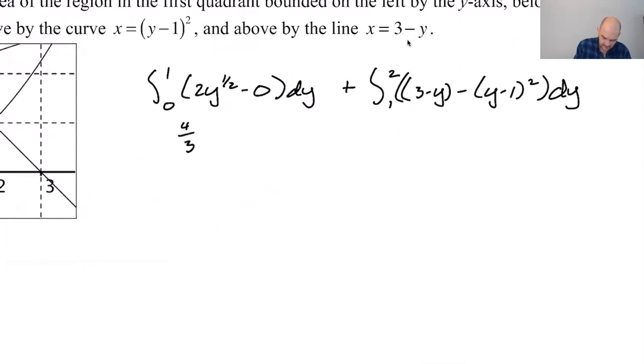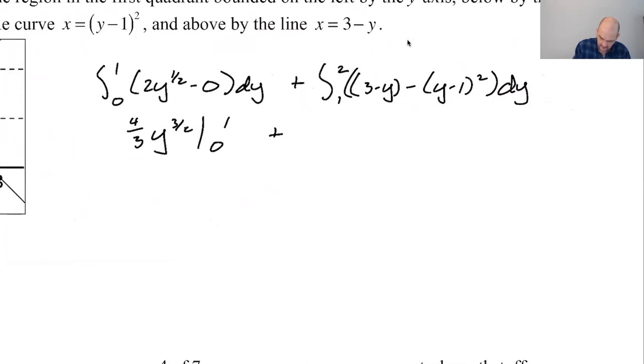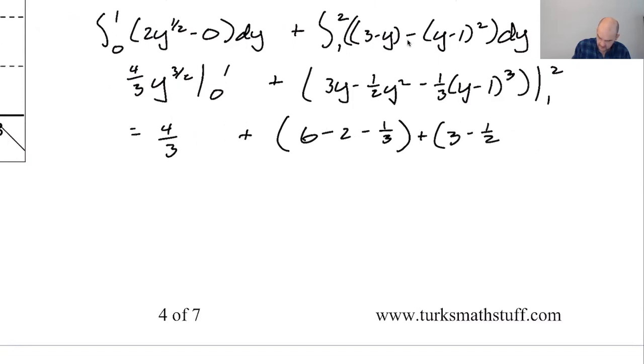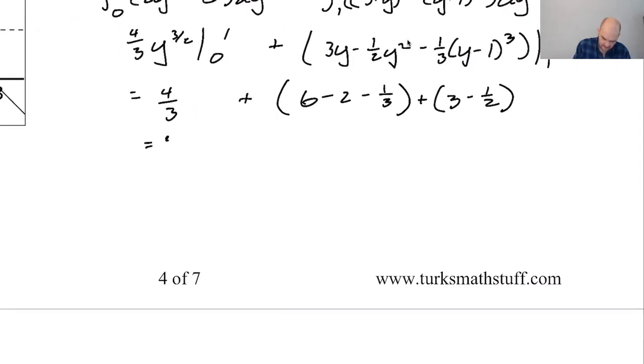3 halves, 2/3, 4/3 y to the 3 halves from 0 to 1 plus, anything good happening here? Not really. 3y minus 1/2 y squared minus 1/3 y minus 1 cubed, 1 to 2. All right, so this is just 4/3 plus. When we plug in 2, we get 6 minus 2 minus 1/3, plus, when we plug in 1, we get 3 minus 1/2, gone. That's pretty good. So what do we get? 4/3 plus 6 minus 2 is 4 plus 3 is 7, and then minus 1/3 minus 1/2.